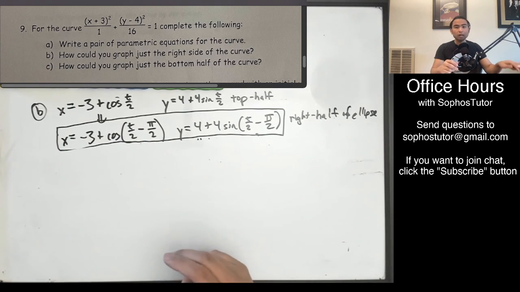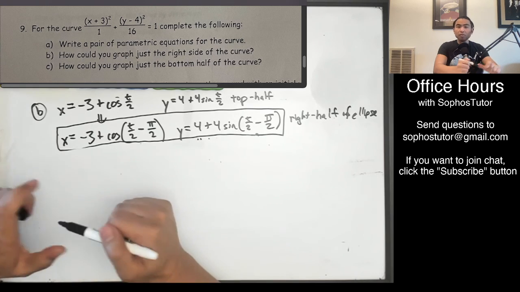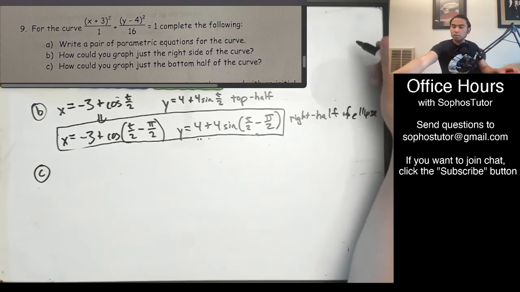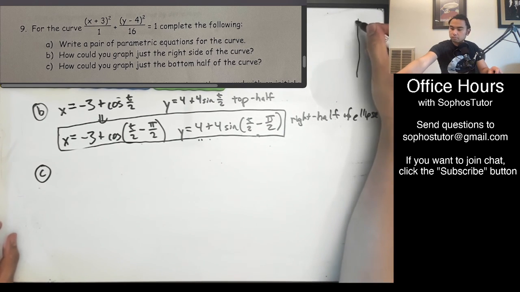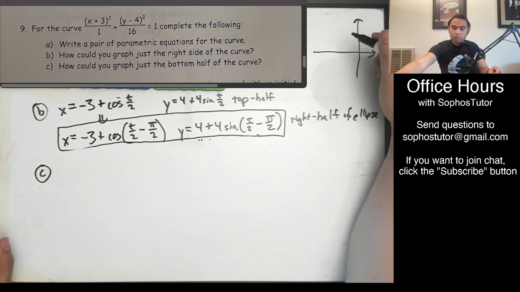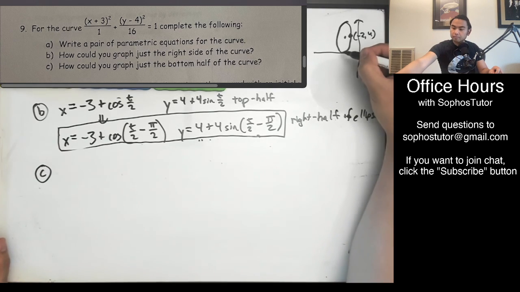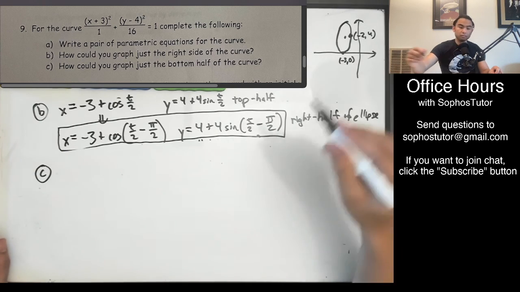So for part C, how could we just graph the bottom half of the curve? Let me draw the ellipse up here. Over here, we are centered at negative 3, 4, which is approximately up here. And we got an ellipse that looks like this. And our typical starting point was right here, which was at negative 2, 4. This is negative 3, 0. And we want the bottom half of the curve.